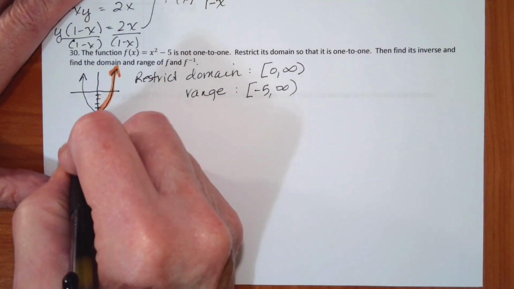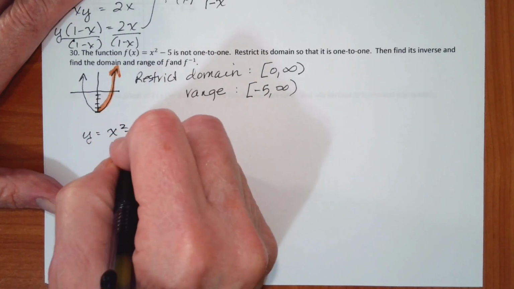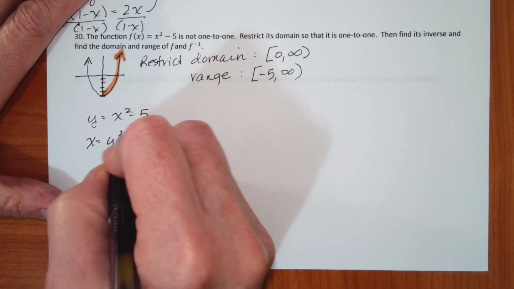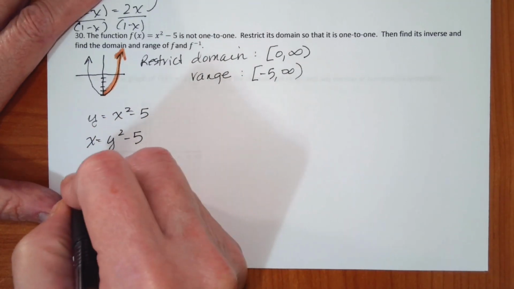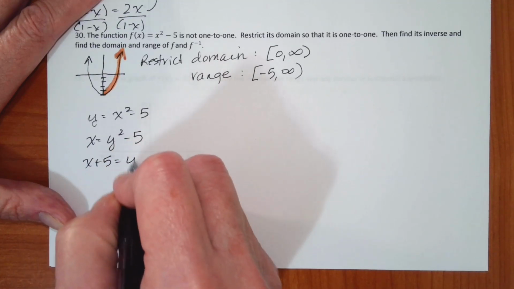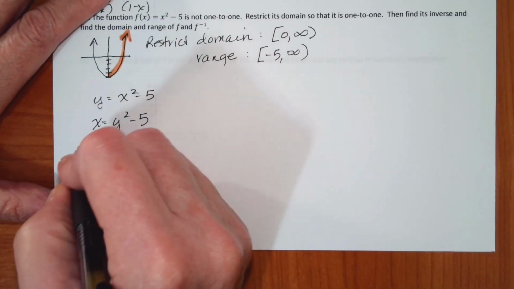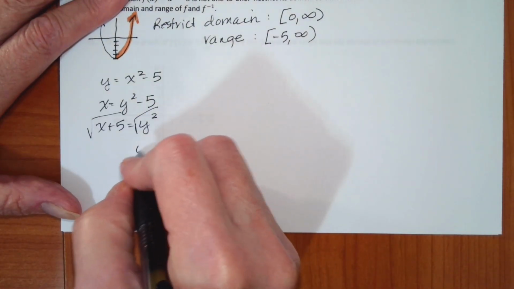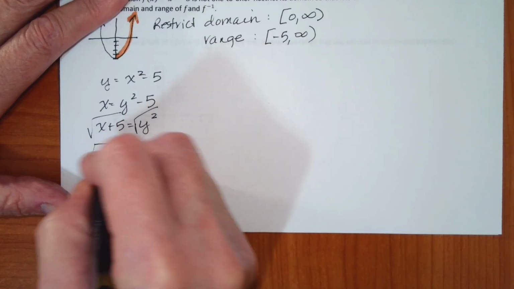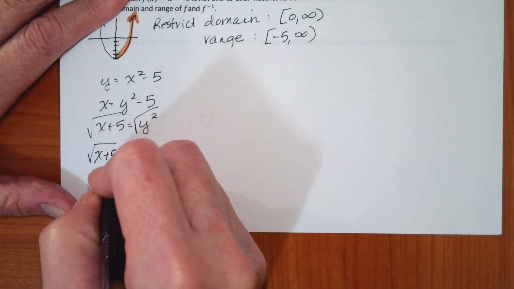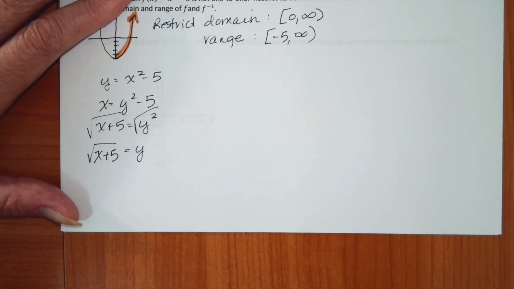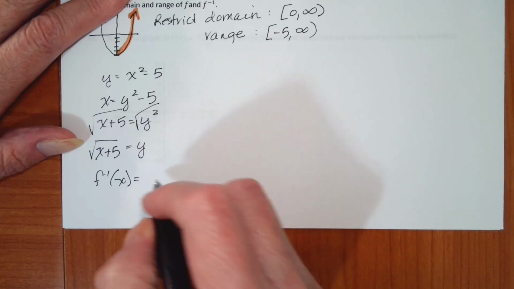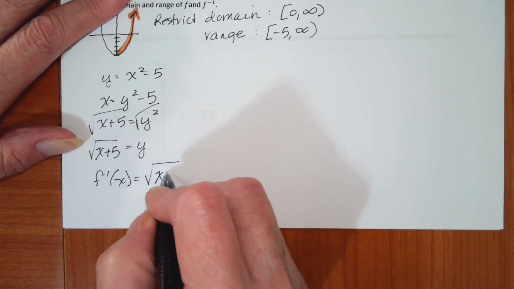All right, so if I have y equals x squared minus 5, and I switch the x and the y, add 5 to both sides, take the square root of both sides, and I get y is equal to the square root of x plus 5. So that tells me that f inverse is equal to the square root of x plus 5.